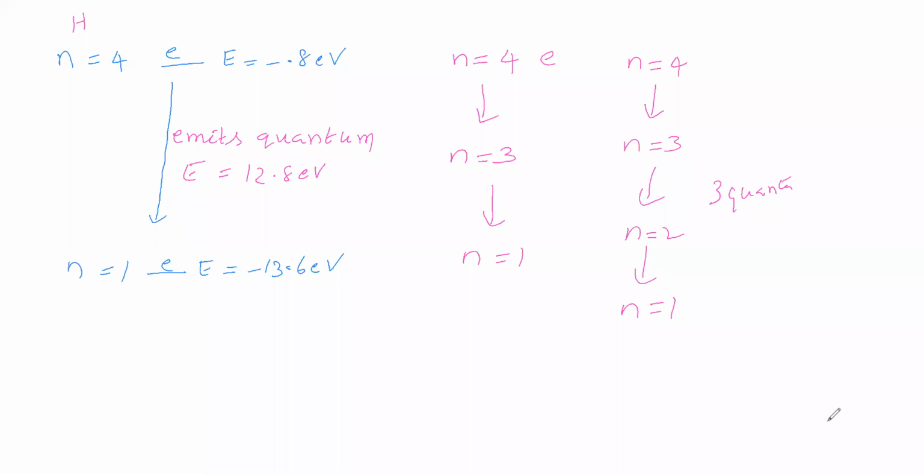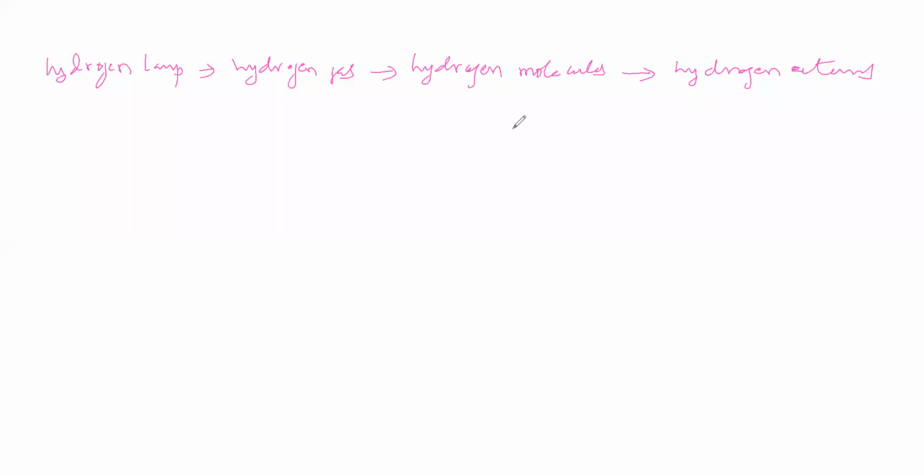Okay, now we will take this hydrogen lamp. In this hydrogen lamp, hydrogen gas is present. Hydrogen gas consists of hydrogen molecules, many molecules. These hydrogen molecules absorb quanta and convert into hydrogen atoms. These hydrogen atoms absorb quanta, therefore they go for excitation. In excitation, different higher energy levels are possible.